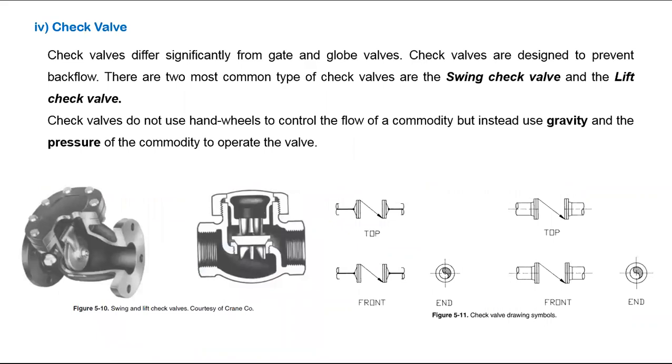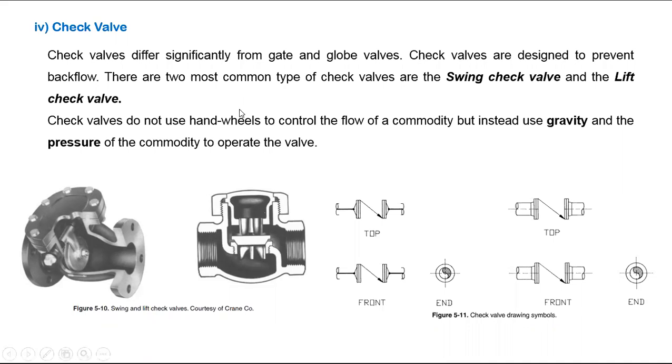Check valve, or non-return valve. Check valve differs radically from the gate and globe valves. Check valves are designed to prevent backflow. It will allow flow in one direction only, not the reverse direction. Forward direction only will be allowed. For that purpose, normally we use it in the pump room. In the pump room discharge line, we use it to prevent backflow. If backflow comes, the pump will get damaged. That is why we give a non-return valve in the discharge line.